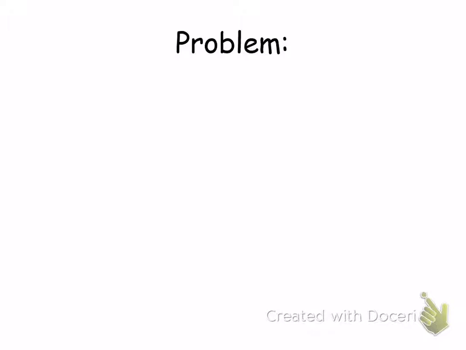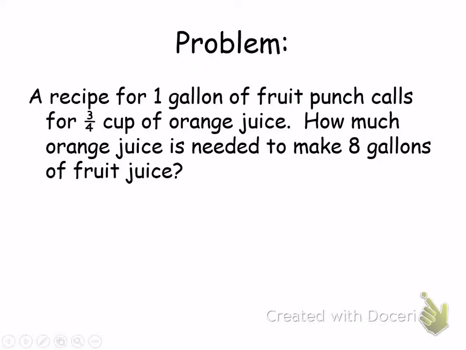Here's our first problem for today. A recipe for 1 gallon of fruit punch calls for 3/4 cup of orange juice. How much orange juice is needed to make 8 gallons of fruit punch? When I'm reading this problem, I see that the recipe is for 1 gallon, but I'm actually trying to make a new recipe that's going to use 8 gallons of the fruit punch. I'm trying to determine how much orange juice I need in order to make my 8 gallons.